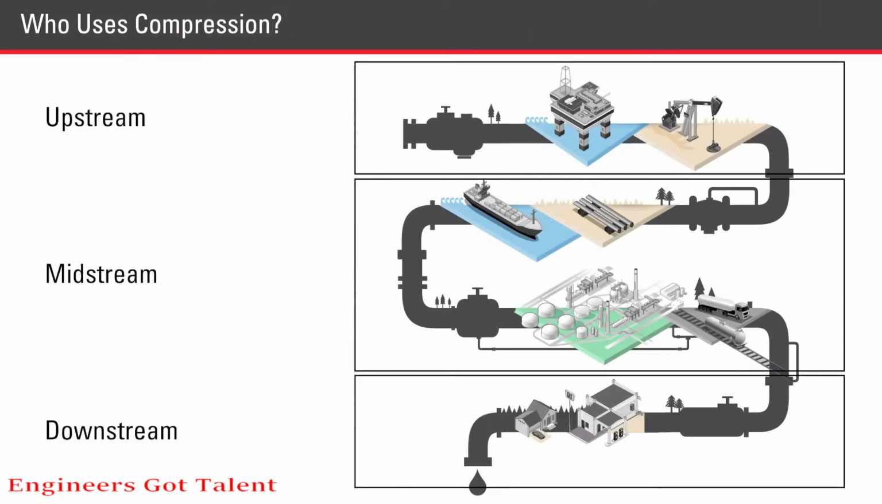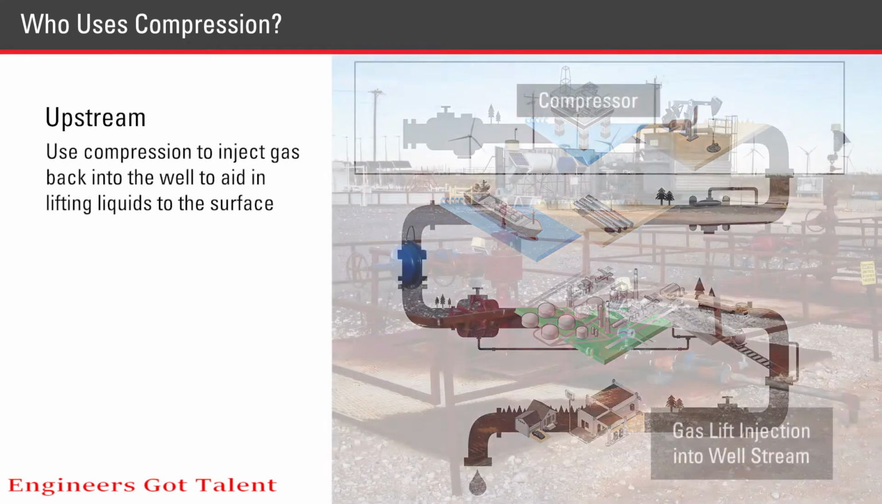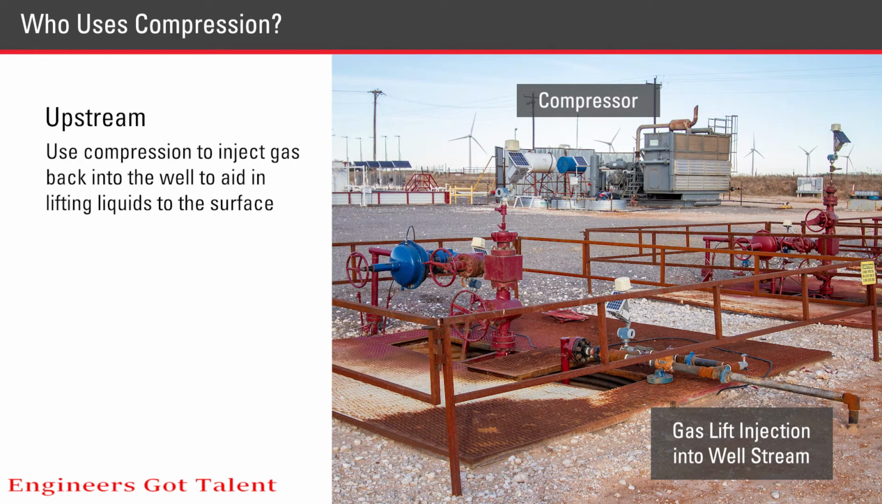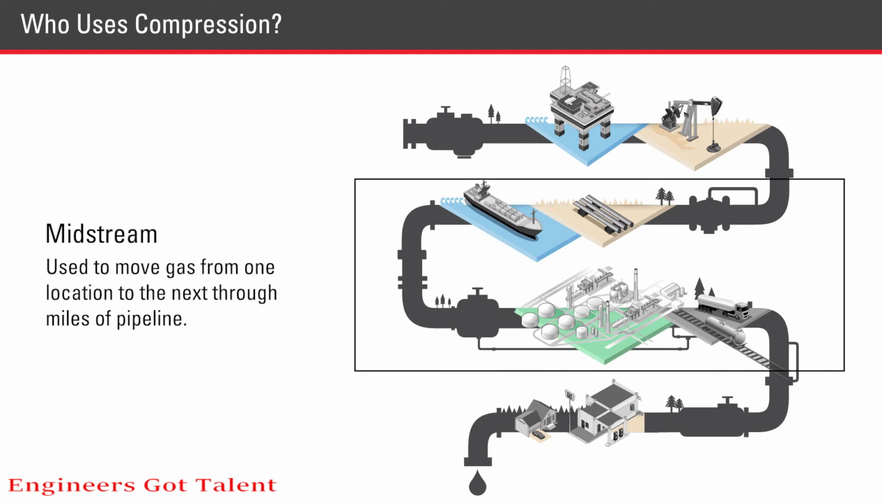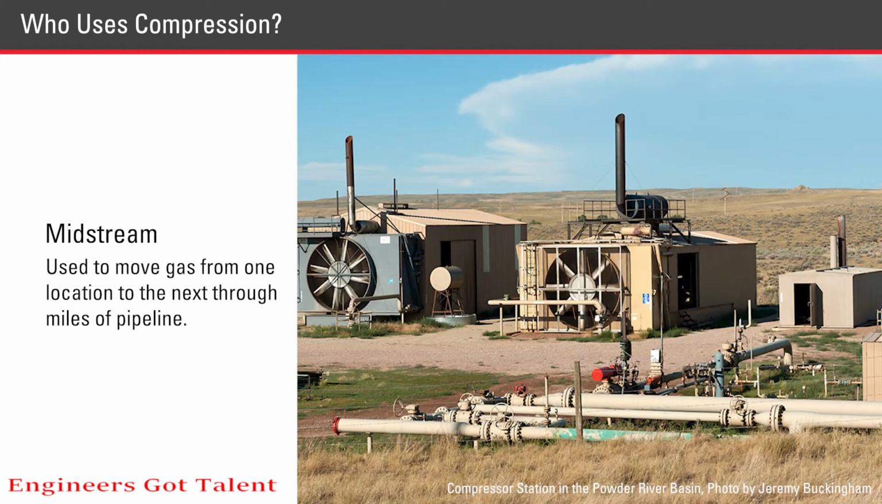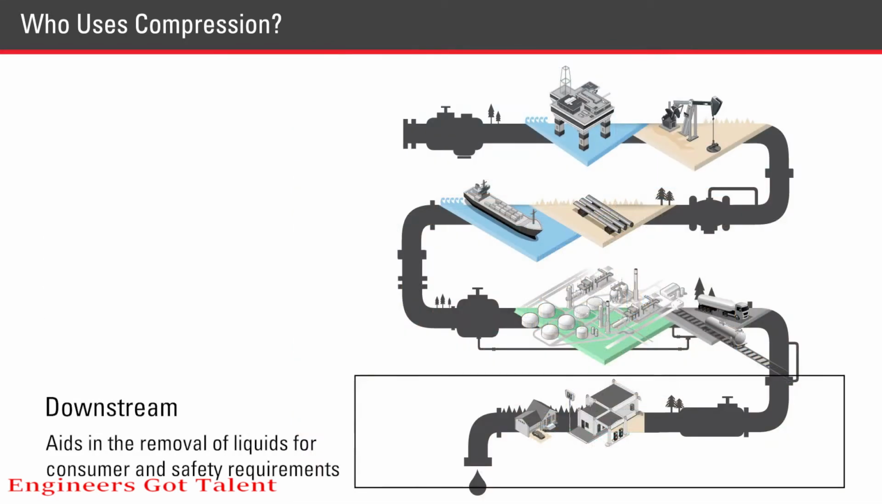Compression is used in every sector of the industry whenever conditions do not normally exist for various processes to take place. Upstream producers use compression to inject gas back into a well to aid in lifting liquids to the surface. They also use it to compress low-pressure gas from tanks, control devices, and other equipment to help dispose of fugitive gas emissions. In the midstream, compression is used to move gas from one location to the next through miles of pipeline. In the downstream sector, it aids in the removal of liquids to meet consumer and safety requirements.